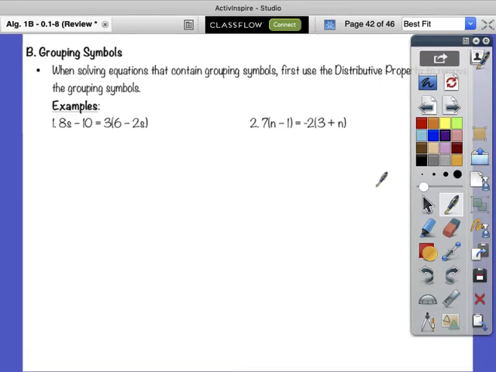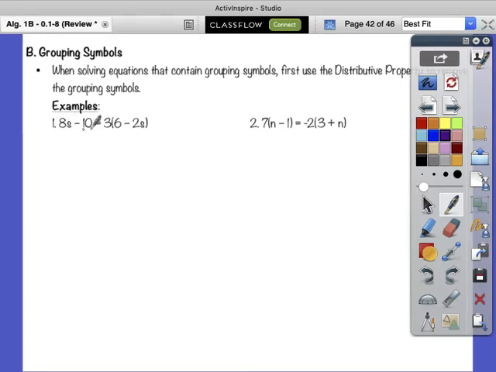When solving equations that contain grouping symbols like parentheses and brackets, we talked about those, okay? We're going to first use the distributive property to remove those grouping symbols. On example 1, we have 8s minus 10 equals 3 times the quantity of 6 minus 2s. Did we have a similar one to this with parentheses? So we distributed first, didn't we? We're going to do the same thing.